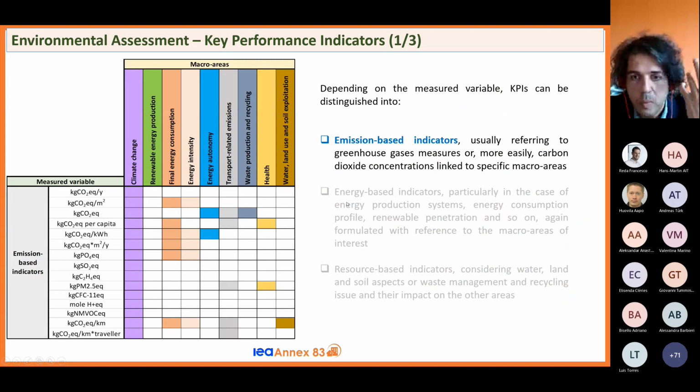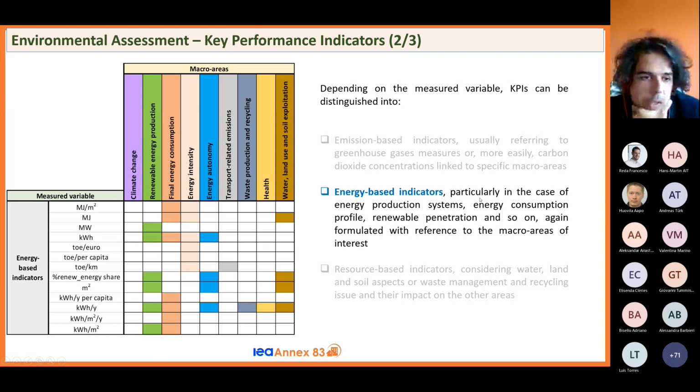Now, even more practically, those are the main indicators that you can trace throughout reports, papers, and research on the topic. That is every kind of shape and form of CO2 equivalent, and several other emission-based indicators, including PMx, methane, CFC, and so on.